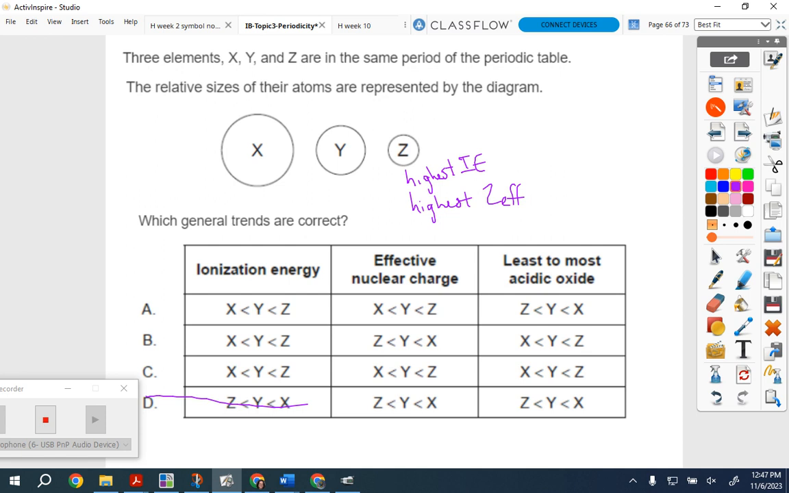So that gets rid of these two. Who's got the most acidic oxide? Also Z. So even if you weren't sure about the oxides, you'd have gotten yourself down to 2 of the answer choices out of the 4. So this is going to be our correct answer.